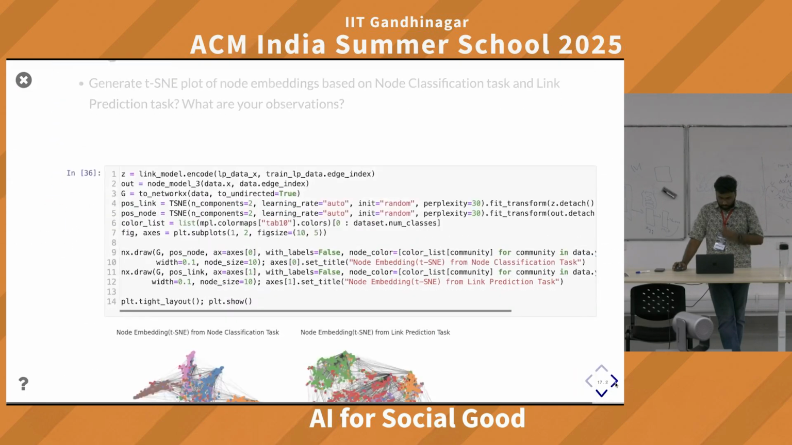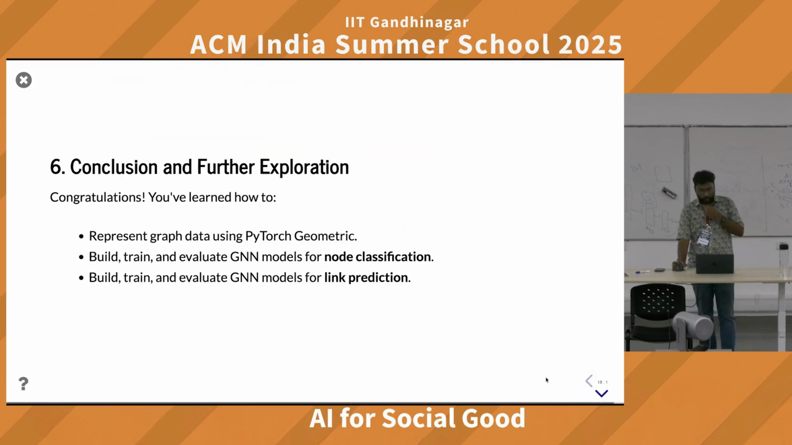Okay. So we understood how we can represent a graph using PyTorch Geometric. We understood how we can train a GNN model on a node classification task and on a link prediction task. We understood how to make different models and how information passes from one layer to another, etcetera.